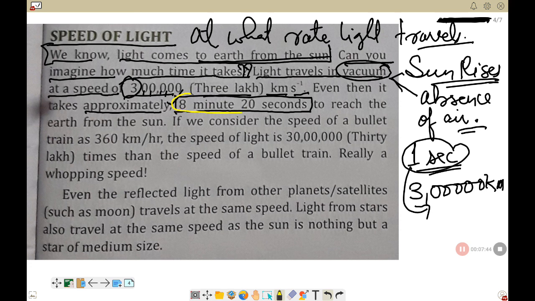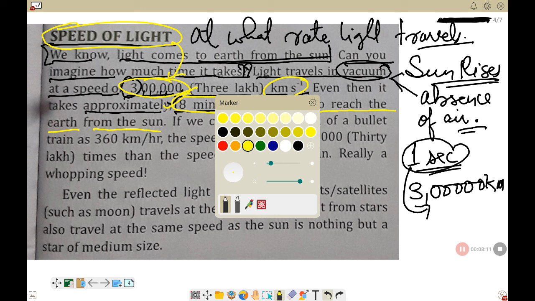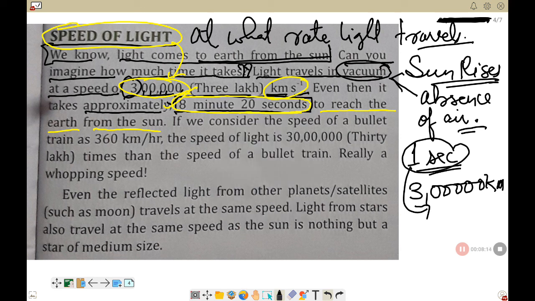So you can circle it here also. This is the time taken by the light from the sun to reach the earth. And what is the speed? Here is the topic heading, speed of light. Speed of light is 3 lakh kilometer per second. And what is the time taken? 8 minutes 20 seconds, the time taken by light to reach the earth from the sun.